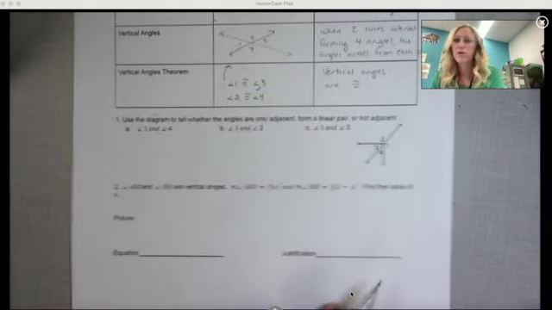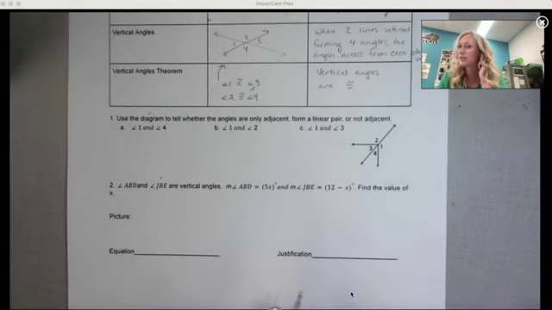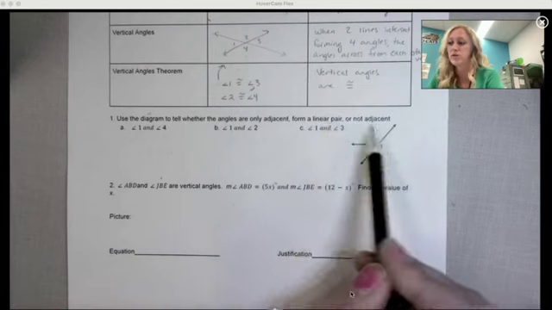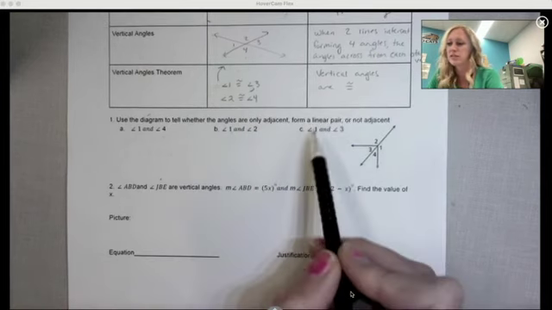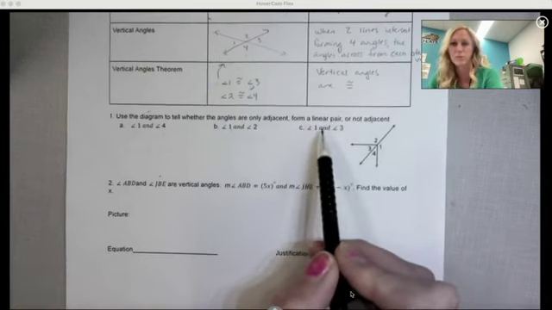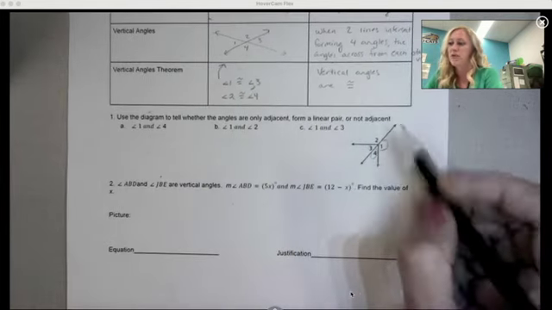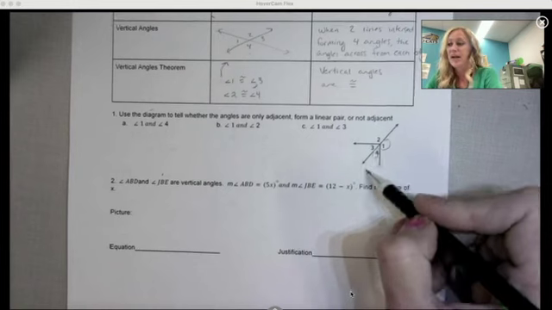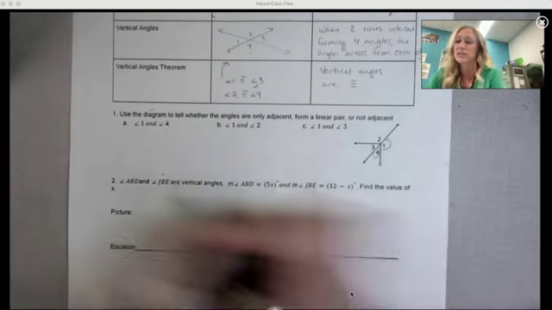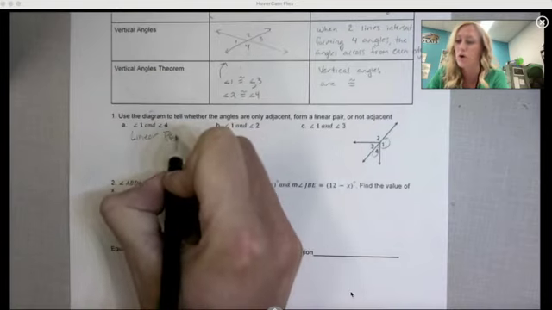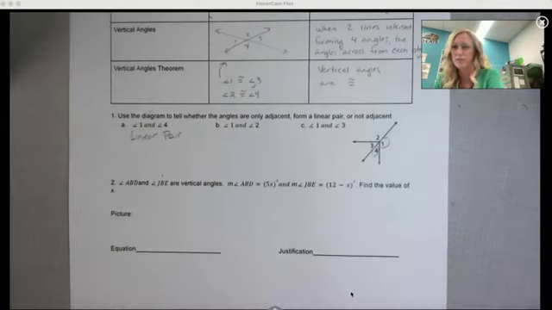All right, so angle 1 and angle 4, we're trying to identify: are these adjacent, a linear pair, or not adjacent? This says only adjacent because linear pairs are also adjacent, but it's a little more specific. So let's look at angle 1 and angle 4. They are right next to each other, and they form a line together. So this is a linear pair. We don't have to write adjacent here because linear pairs are always adjacent, so that's all-encompassing.